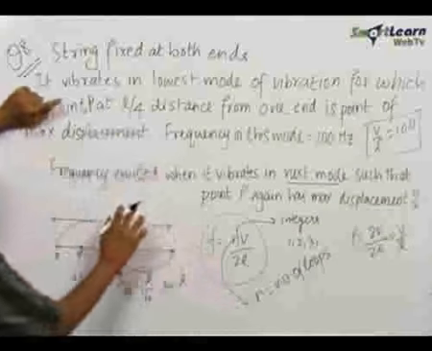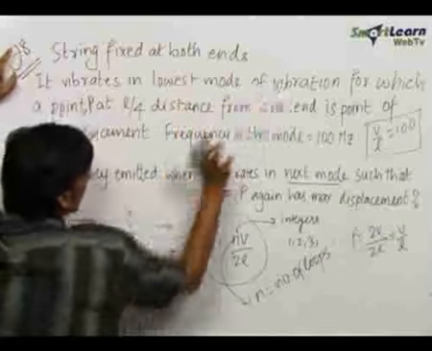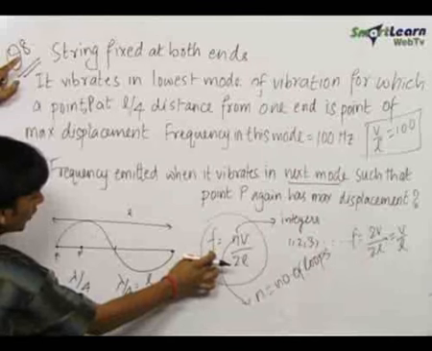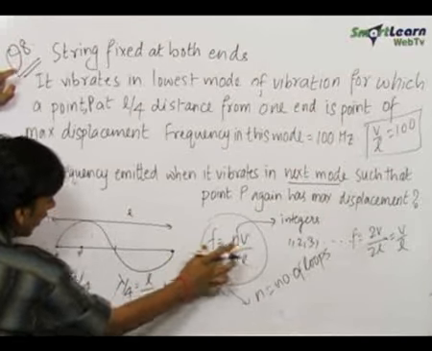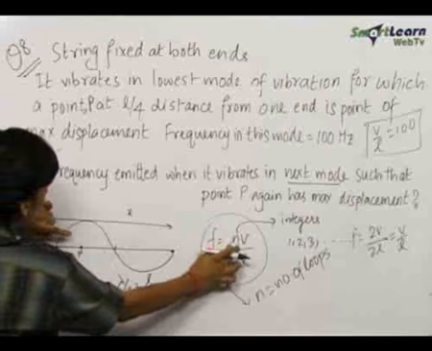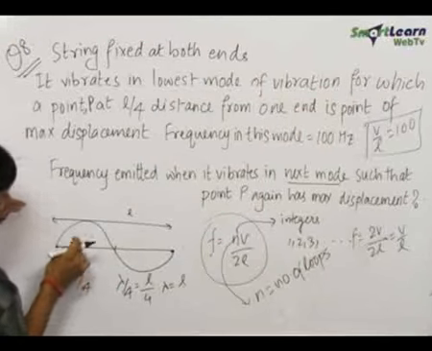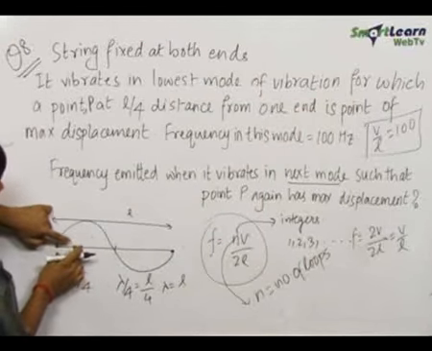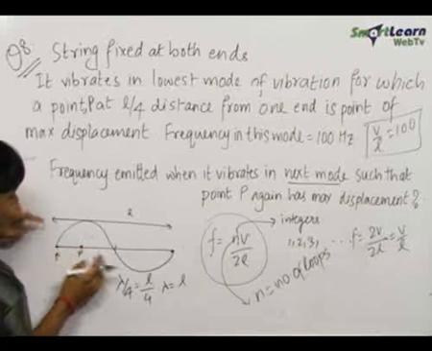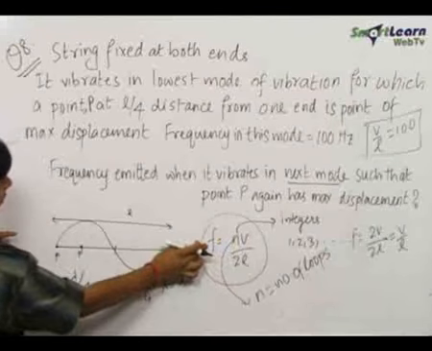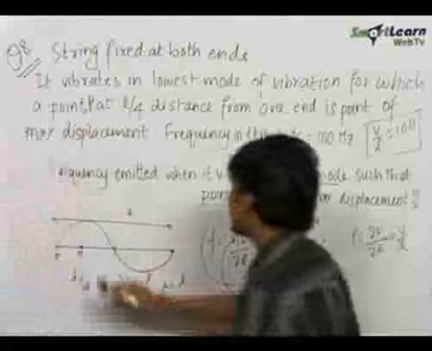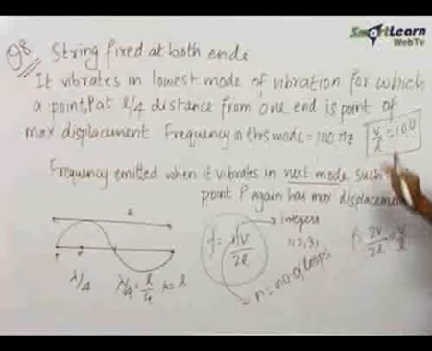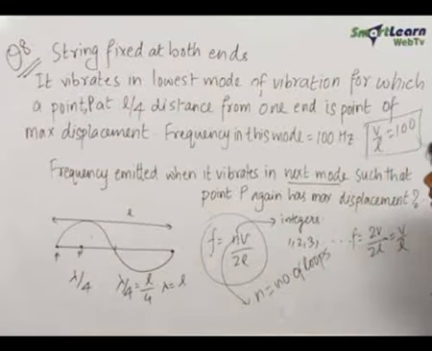What you needed to realize was that for the lowest mode of vibration, the frequency had to be lowest. For the frequency to be lowest, the number of loops had to be lowest, and for the number of loops to be lowest, this should have been the first antinode. If this wouldn't have been the first antinode, there would have been more loops here, the number of loops would have increased and the frequency would have increased, and that would not have been the lowest mode of vibration. So for the lowest mode of vibration, the number of loops comes out to be equal to 2, and that gives us v upon L is equal to 100 Hertz.